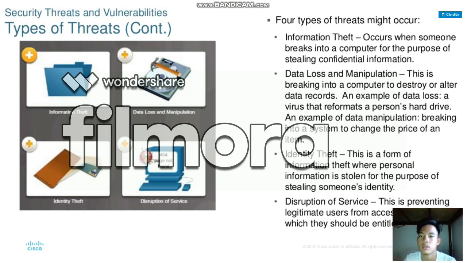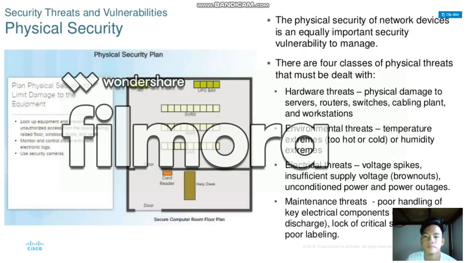Information theft, or when someone breaks into a computer for the purpose of stealing confidential information. Data loss and manipulation. This is breaking into a computer to destroy or alter records. Identity theft is a form of information theft where personal information is stolen for the purpose of stealing someone's identity. And disruption of service, preventing legitimate users from access.